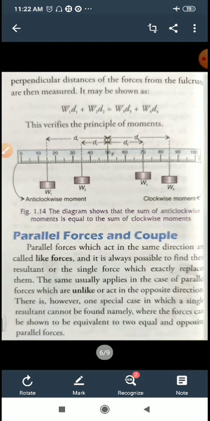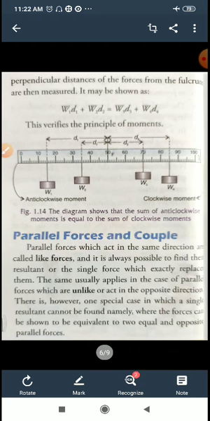So, the sum of the anti-clockwise moments is equal to the sum of the clockwise moments only. If it is balanced, only at that time can we say that. So that's why it is written here: W1 D1 plus W2 D2 is equal to W3 D3 plus W4 D4. Okay, I hope you have understood.